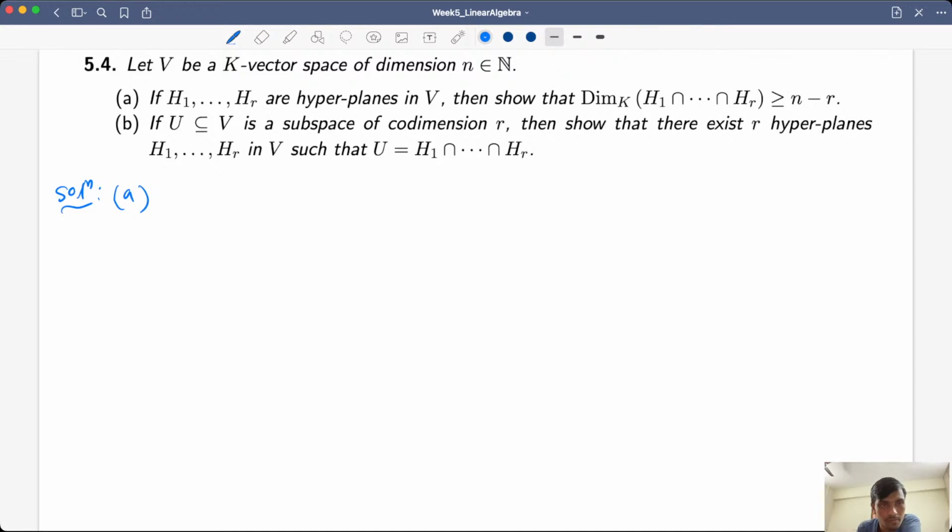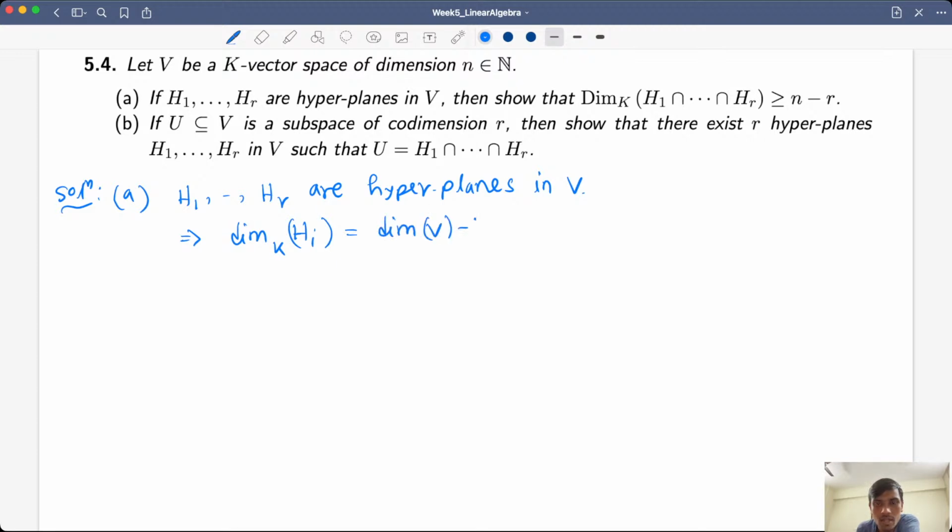So h1 up to hr are hyperplanes in V. So this implies the dimension of hi over k is equal to the dimension of V minus 1, that means n minus 1, for i equal to 1 up to r.